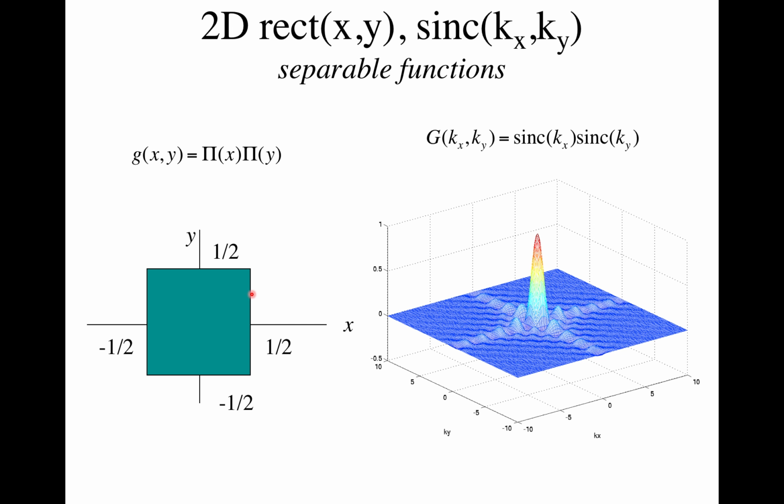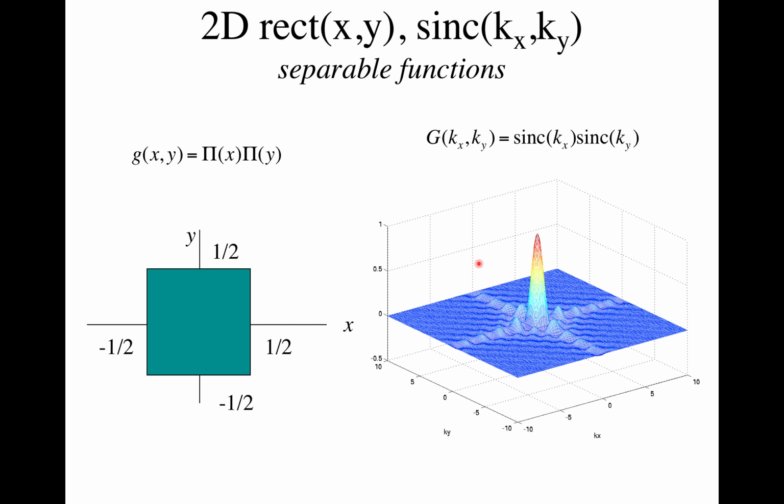So these functions exist also in 2 dimensions, quite simply. You can create a 2-dimensional rect function just by multiplying 2 1-dimensional rect functions together, and that gives you a square at the origin. The distance along each side of the square is 1, and its height is 1. Everywhere else it's 0. So that's a square.